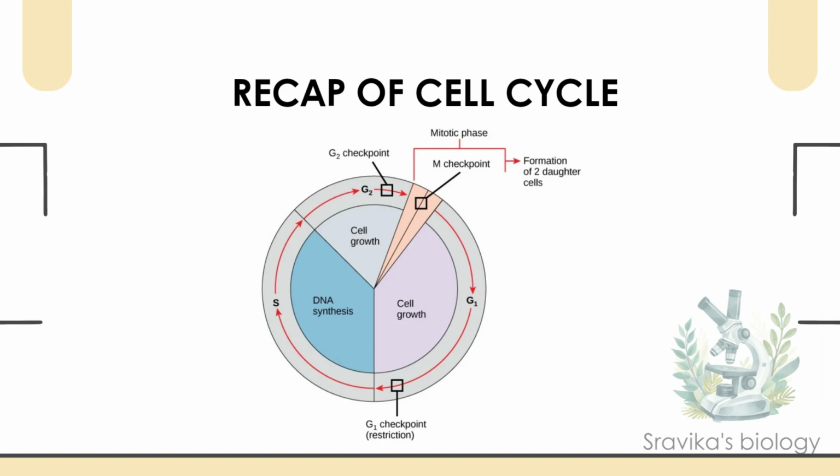Before diving into how the cell cycle is regulated, let's quickly recap the cycle itself. A cell grows in G1 phase, duplicates its DNA in S phase, and prepares for division in G2. Finally, in the M phase, it divides to form two daughter cells. Notice the checkpoints G1, G2, and M, where the cell stops and verifies everything is correct before moving ahead. These checkpoints are the guardians of cell integrity, and they're the stars of our next discussion.